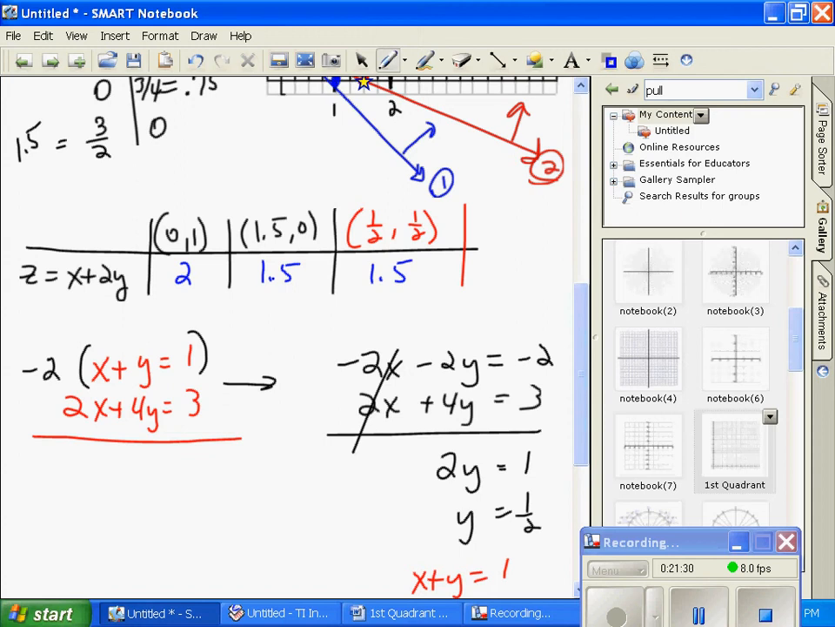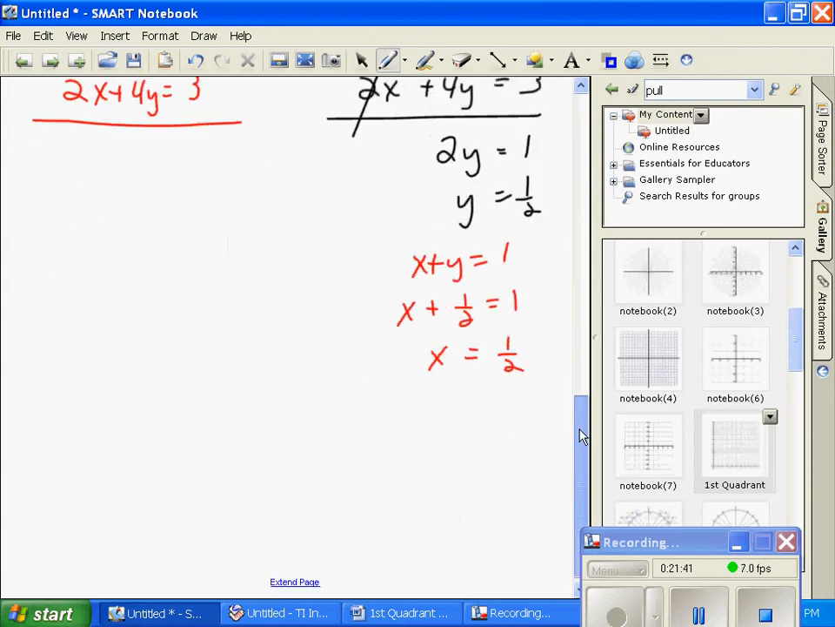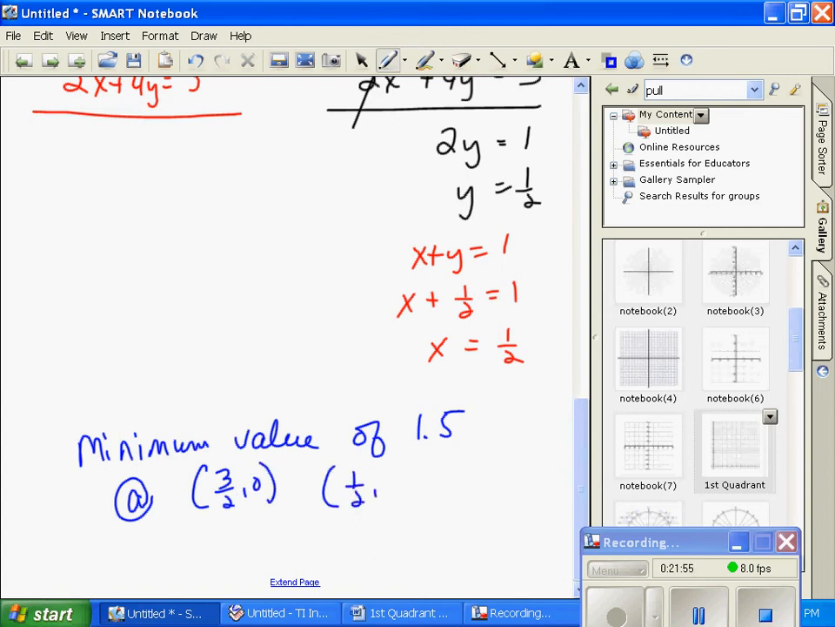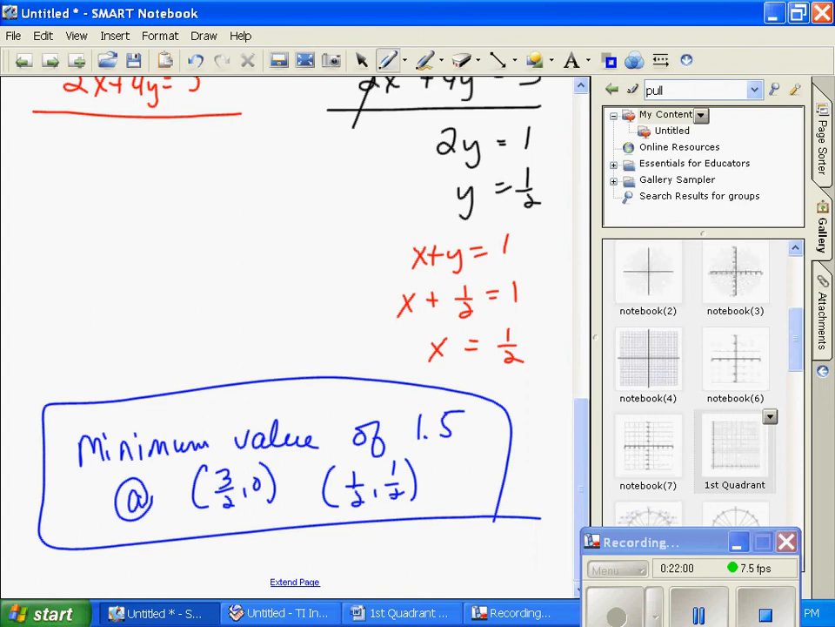Okay, so looky here. What am I trying to find? First of all, do we have a maximum value? No, we don't, because this one was unbounded. Do we have a minimum value? And that answer is yes. So we have a minimum value of 1.5. And this occurred at two places. It occurred at (3/2, 0), and it occurred at (1/2, 1/2). So there it is.